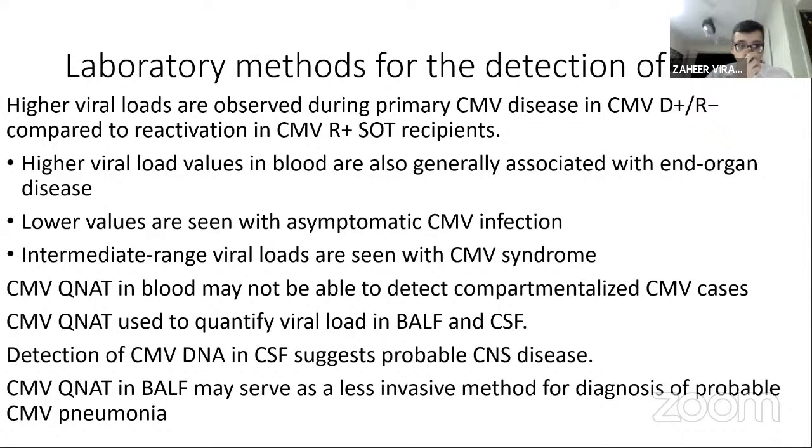Now the other thing one has to remember is that CMV quantitative NAT in the blood may not be able to detect the compartmentalized CMV cases. When I talk about compartmentalized, I mean CMV which is affecting the intestine. So gastroenteritis because of CMV, or the lower, mainly the colon which is infected by the CMV, you might not pick up by CMV NAT. And in these cases, you might have to do a colonoscopy and a biopsy. Also, CMV NAT has been used to quantify the viral load in bronchoalveolar lavage fluid, which could help you in a CMV pneumonitis, and in the CSF if you are suspecting a CMV meningitis. So these two tests can be done, and it will help you in guiding the treatment and also getting to a diagnosis.